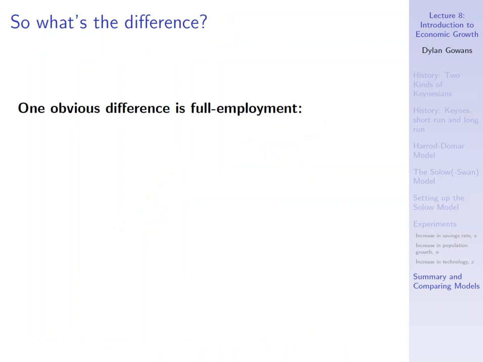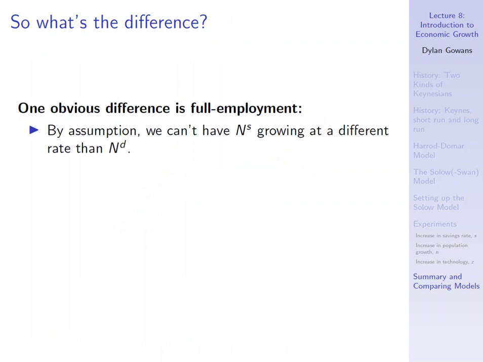So what's the difference? Well, actually, I think there's two. One I've talked about already, and that's that Solow just assumes full employment, right? He says that prices are going to adjust to bring about full employment. We don't even have to worry about aggregate demand. Just assume employment is full employment. So by assumption, we can't have labor supply growing at a different rate than labor demand. NS and ND, by assumption, are growing at the same rate.